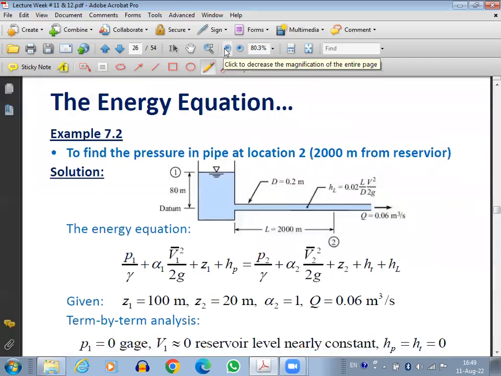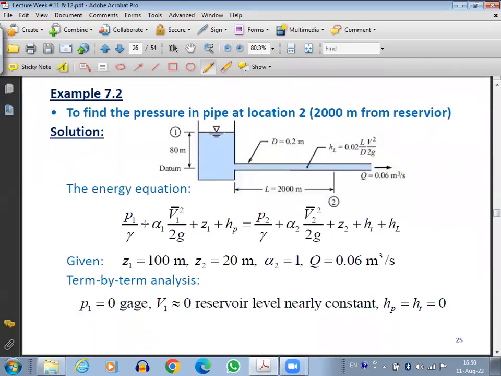Now let's have a look at the energy equation. We are going to apply it between 2 points. Obviously, it should be a continuous medium, with continuous water from point 1 to point 2. Point 1 we can take at the top of the reservoir, because this is a point where most of the parameters are known. Point 2 we take at the point where we want to find the pressure. So our energy equation is P1/gamma + alpha1 V1^2/2g + Z1 + HP = P2/gamma + alpha2 V2^2/2g + Z2 + HT + HL. This is the formula that will be provided to you in the exam, as I told you.